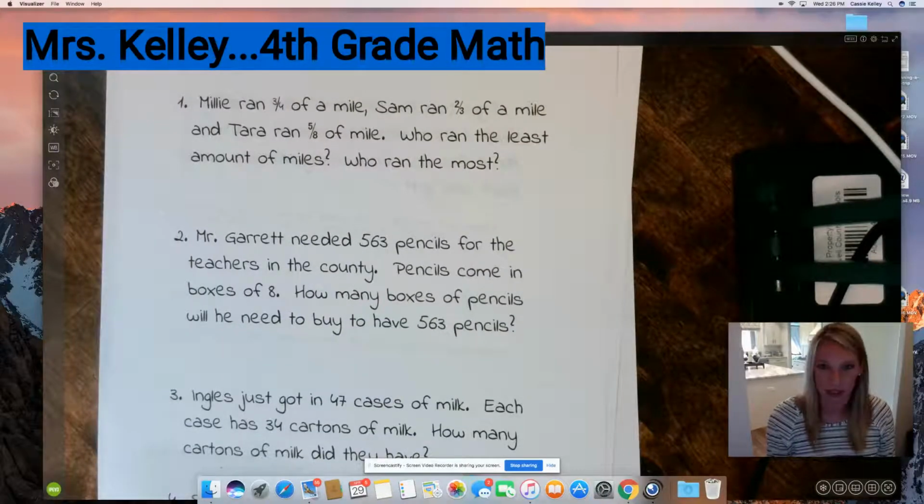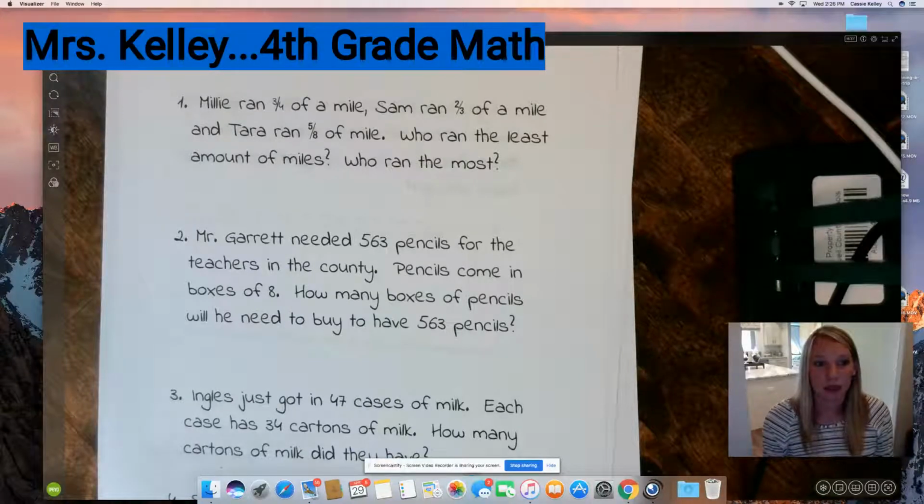All right, number 1 says Millie ran 3/4 of a mile, Sam ran 2/3 of a mile, and Tara ran 5/8 of a mile. Who ran the least amount of miles and who ran the most?